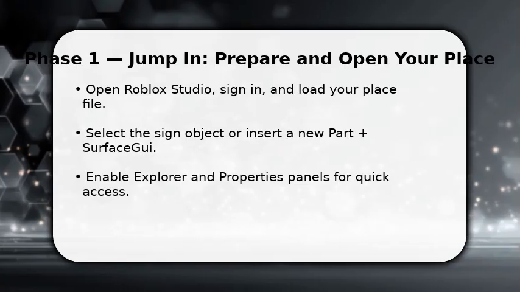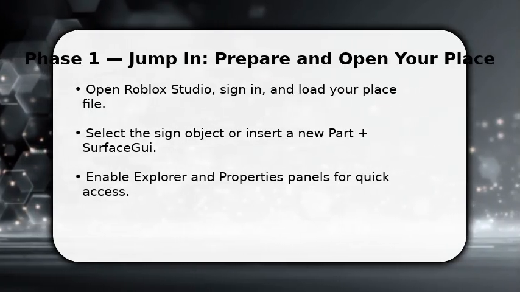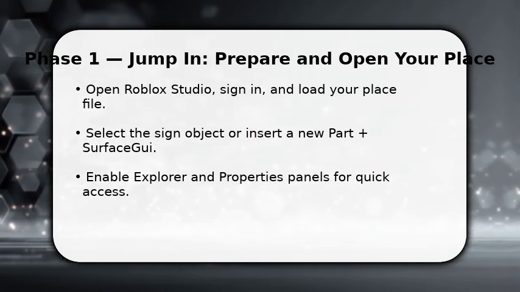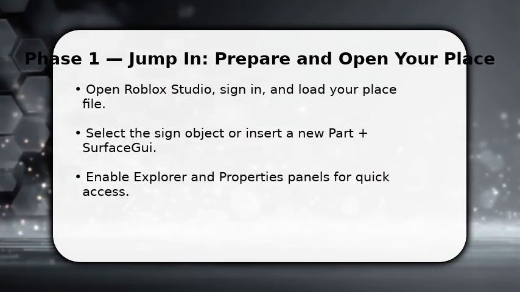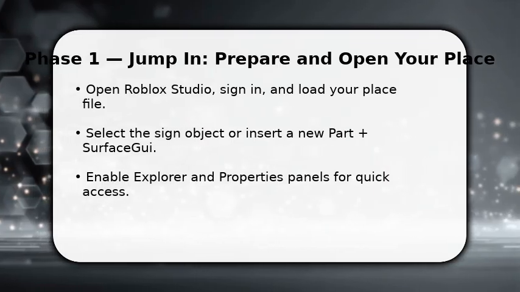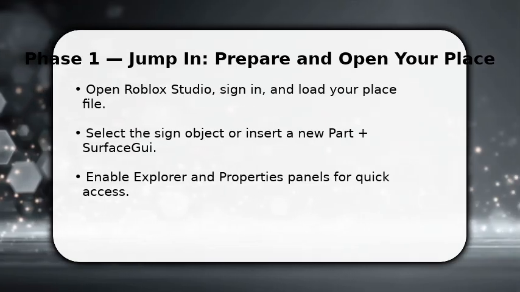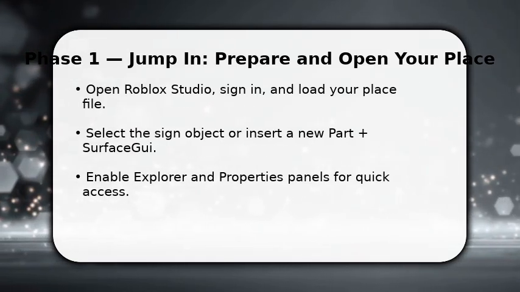You start by opening Roblox Studio and loading the place you will edit. Sign in if needed. Once done, locate the sign object or insert a part and add a surface GUI for text. This is faster than creating complex models. Make sure Explorer and Properties are visible so you can access instances instantly.